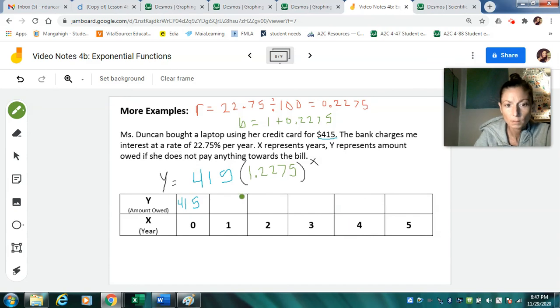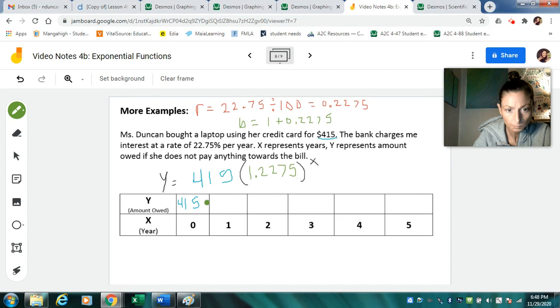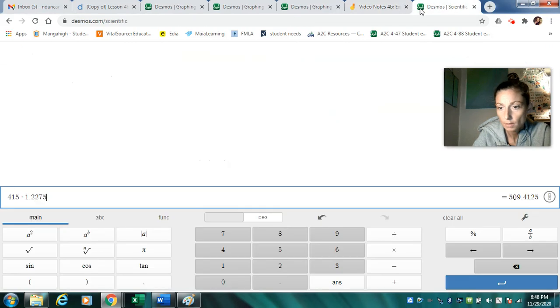So now we're going to multiply. So 415 times 1.2275. And that gives me $509, and we're talking about money, so there's only 2 decimal places. That just rounds to 41 cents. So $509.41. And that's just 1 year. How many cents was that? 41.